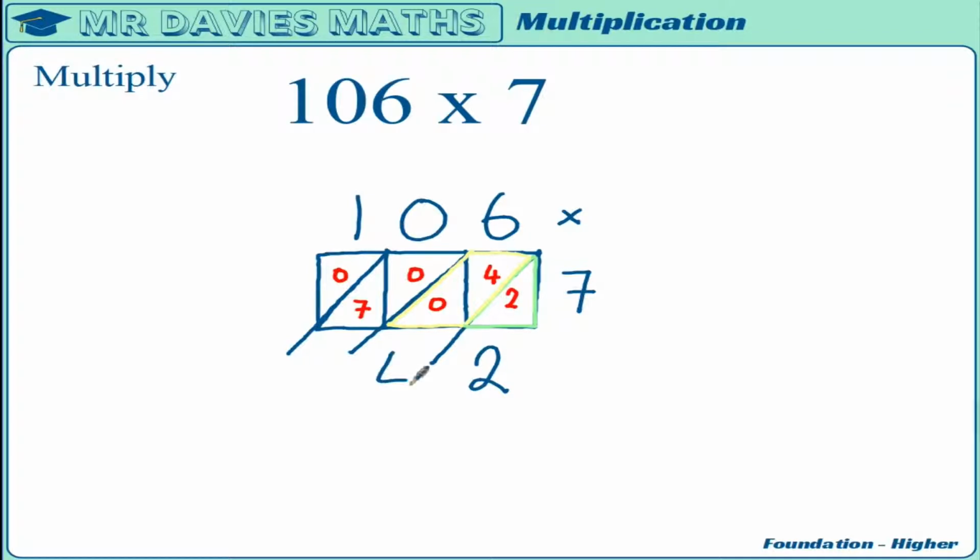That's just 4. And in the third diagonal is 0 and a 7. So that's going to be a 7. And again, because there's nothing in that one, I don't really need to work with it. So I'm going to answer 742.